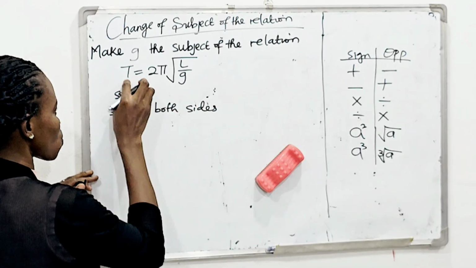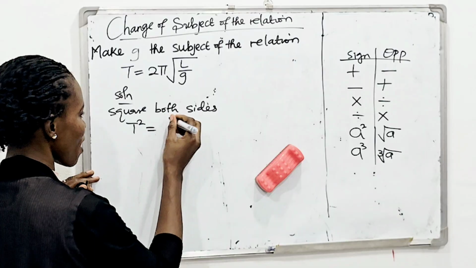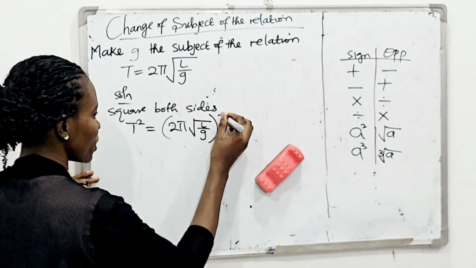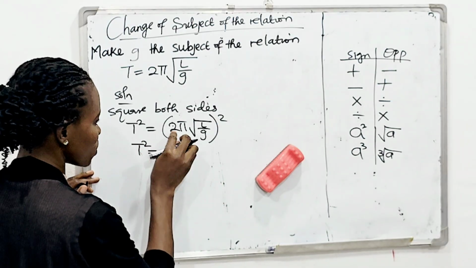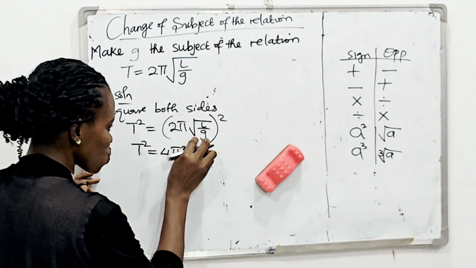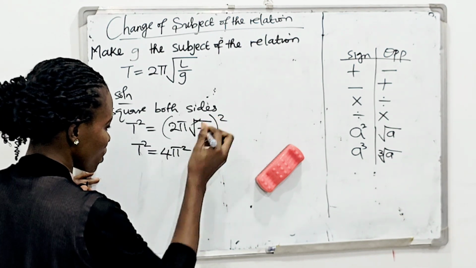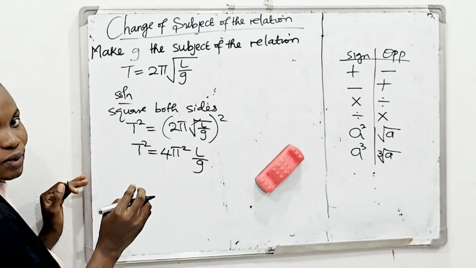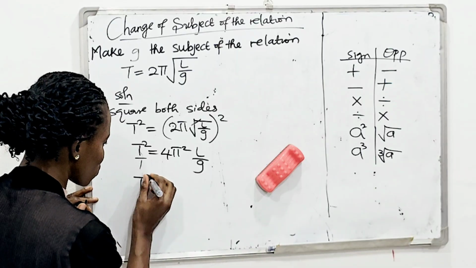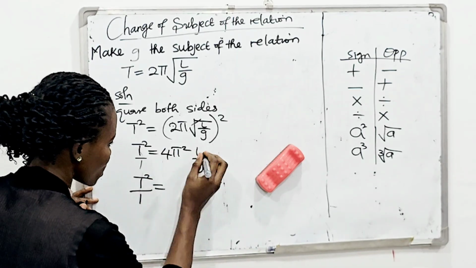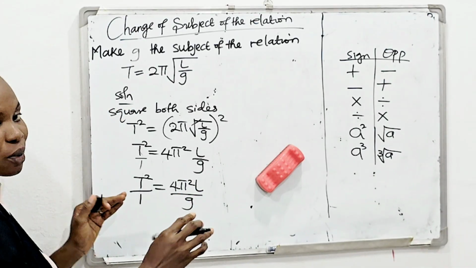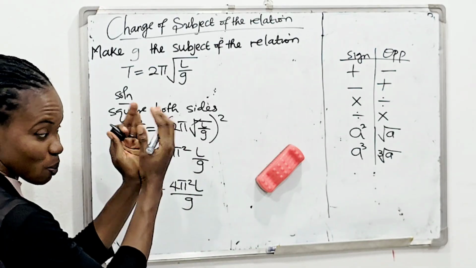If I do that, the square of this is t squared. Square everything here, 2 pi, square it. So I have t squared is equal to 2 squared, which is 4, pi squared is pi squared, and this square will knock off this square root. So I'm left with L over g. Are you getting it? Alright. So I can call this t squared over 1 to balance well, is equal to 4 pi squared L over g. You can make g the common denominator since it's multiplication.